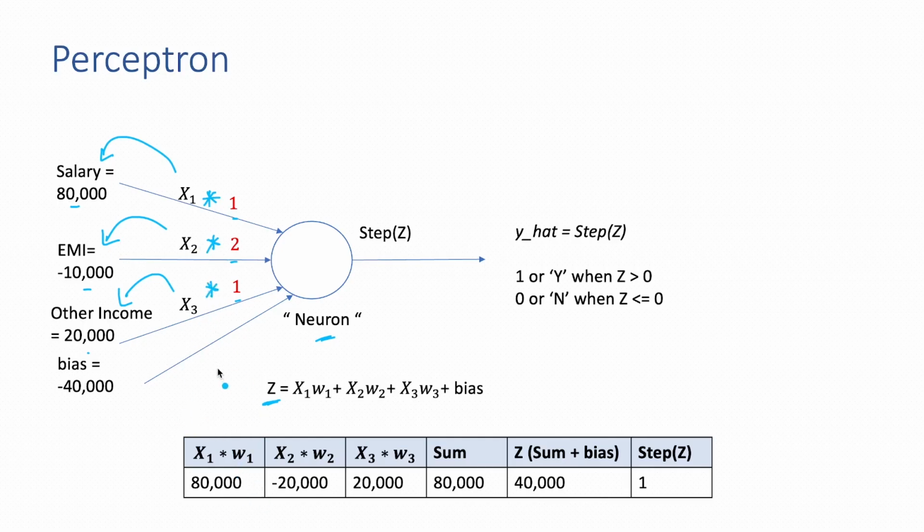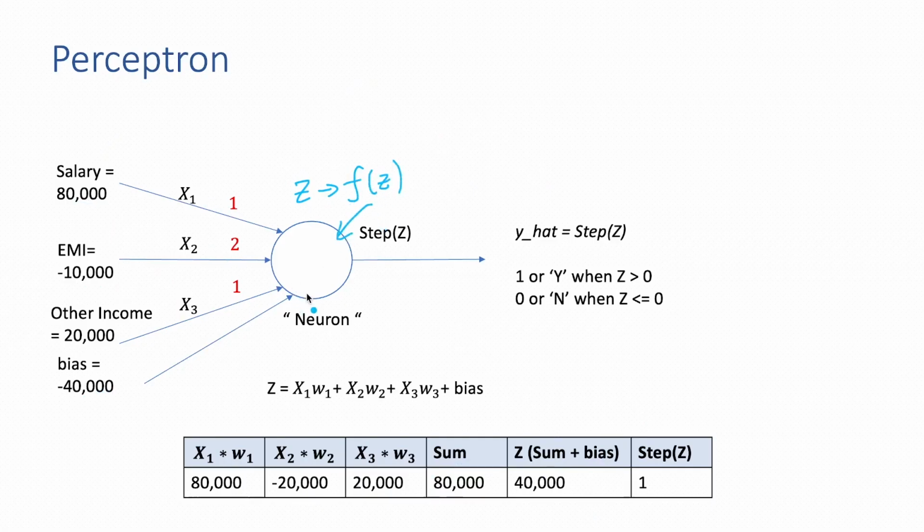When you do this computation, 80,000 multiplied by 1 results in 80k, and minus 10k multiplied by 2 results in minus 20k, and x3w3 results in 20k, and the cumulative sum is 80k or 80,000. Since the z value is going to be this 80,000 plus bias, which is minus 40,000, as we can clearly observe from here, the resultant value of z is going to be 40,000, as we have represented here.